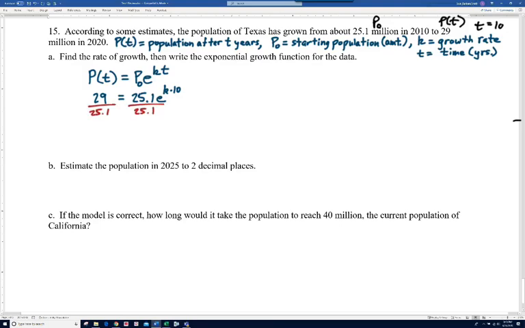Now when I do that, I have a choice. I could leave it as the fraction 29 over 25.1 when I do my calculations. I like to just go ahead and write it as a decimal answer, but I include a lot of decimal places. So you get 1.15538 is equal to e to the 10k power. All I did was change the order of the 10 and k. We can do that with multiplication.